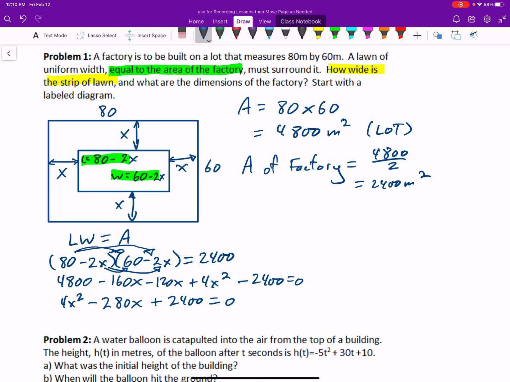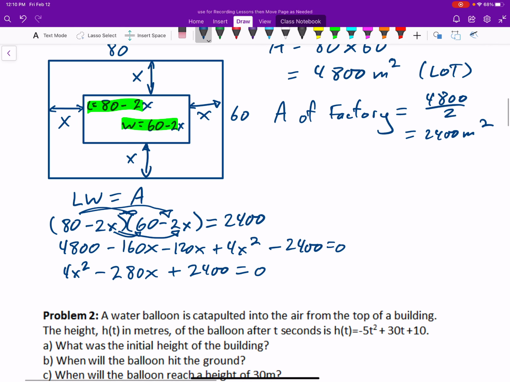I could graph it the way it is, but I could also factor it, right? Whenever we're trying to solve an equation, especially a quadratic one, it's a good idea to common factor first. So we should look to see if we can take out any common factor. And if you take a look at the three terms, it should be obvious pretty quickly that we can take a 4 evenly out of every term. 280 divided by 4 is 70, and 2400 divided by 4 is 600. So taking out that common factor just gives me an easier thing to try and solve.